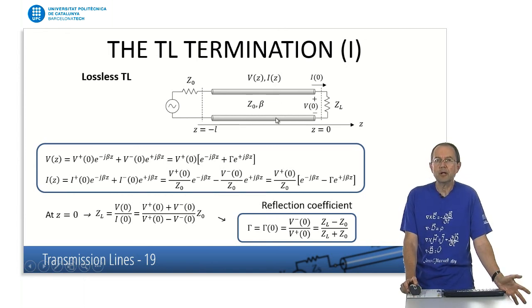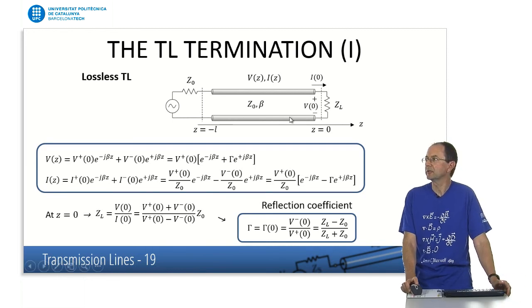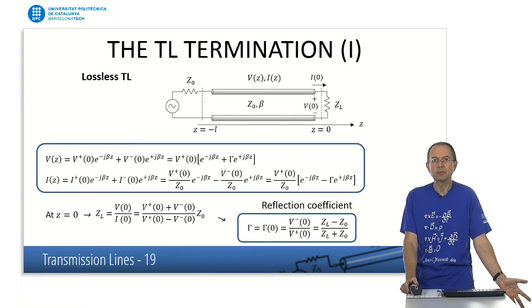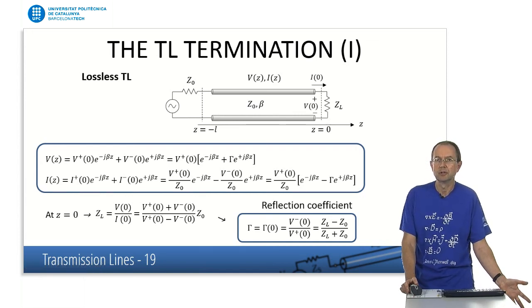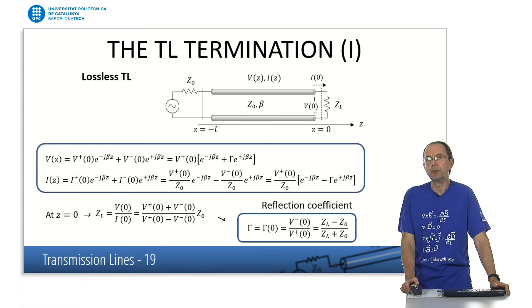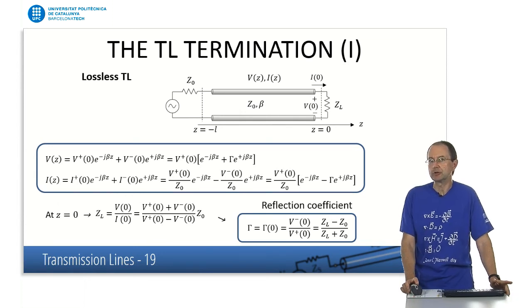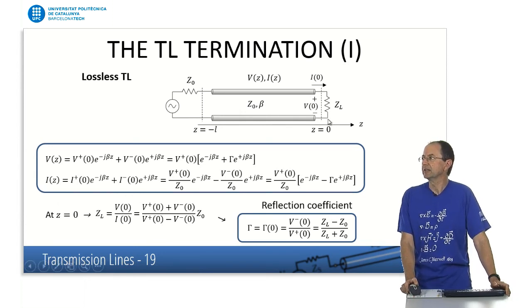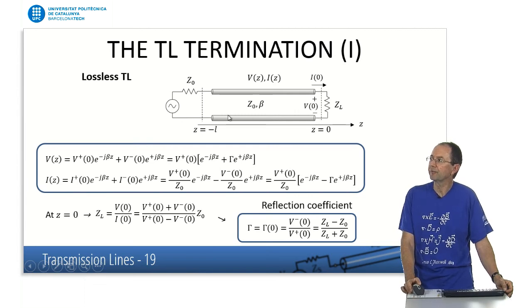Then what's going to happen? This is a mismatch here. On the left, we have a relationship defined by Z0, and to the right of this point, we have a different ratio. Is this possible? Well, there is only one way to make it possible. There's no contradiction between these two realities if we provide the existence of a backward, a reflected wave.